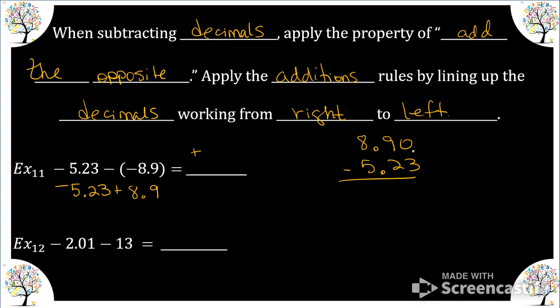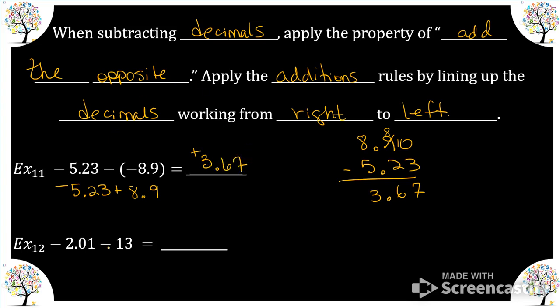Here we're going to work again right to left. We have to borrow. 10 minus 3 is 7. 8 minus 2 is 6. Bring down the decimal. 8 minus 5 is 3, so we have a positive 3.67.